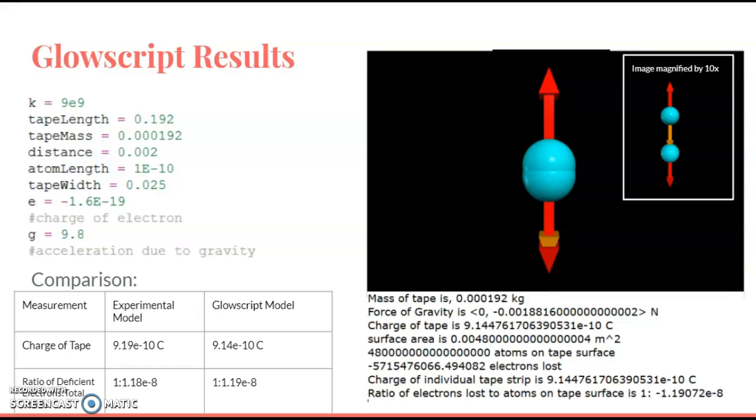The image on the right is a little difficult to see, but when magnified, you can see the red, which is the electric forces, and then the orange, which is the gravitational force acting on the 2 point charges, and I used a point charge to model each piece of tape. As you can see in my comparison, my results were very, very similar. The charge of the tape came out to be about 9.1 or 9.2 e to the negative 10 coulombs, and the ratio of deficient electrons to total atoms was 1 to 1.2 e to the negative 8.